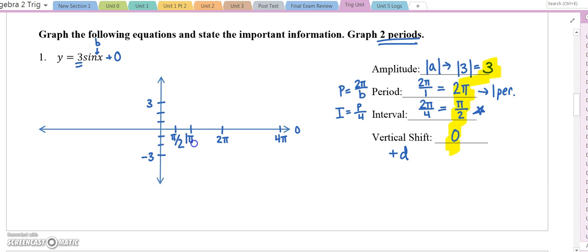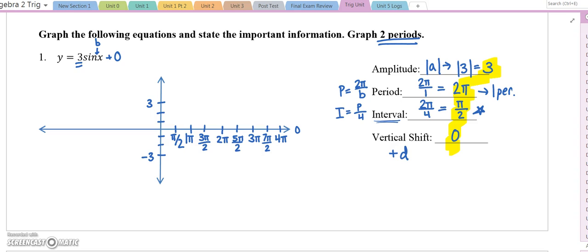Halfway between 1 pi and 2 pi is 1/2 pi, and 1/2 is 3/2, so 3/2 pi. Halfway between 2 pi and 4 pi is 3 pi. Halfway between 2 and 3 is 2.5, which is 5/2 pi. And halfway between 3 and 4 is 3.5, which is 7/2 pi. So those are all the x values that we're going to use. Notice how I'm going up by pi over 2's. That's good because that's what I should be going up by since that's my interval.